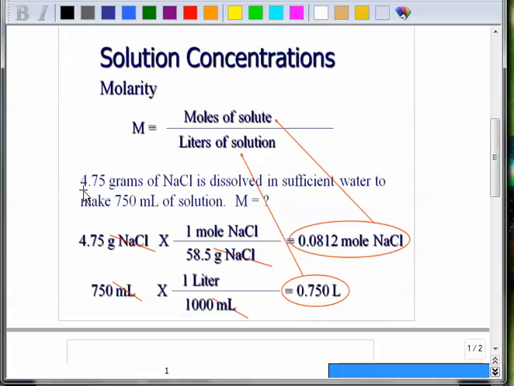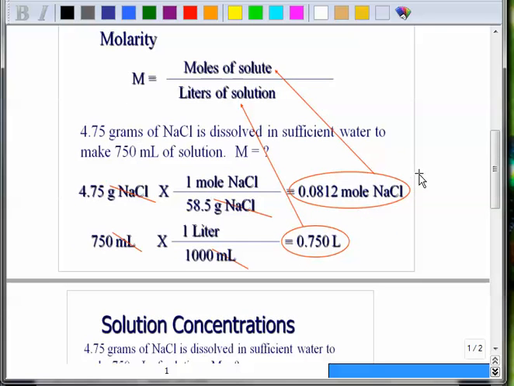If we take 4.75 grams of sodium chloride and dissolve it in water and make a final volume of that solution to be 750 milliliters, we can calculate the molarity first by calculating the number of moles. We have 4.75 grams of sodium chloride. To convert that to moles, we use the molar mass. 1 mole of sodium chloride weighs 58.5 grams, so we take 4.75 divided by 58.5, which tells us that we have 0.0812 moles of sodium chloride.